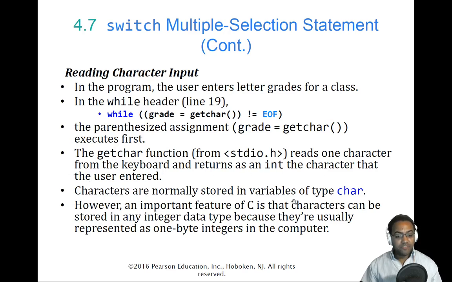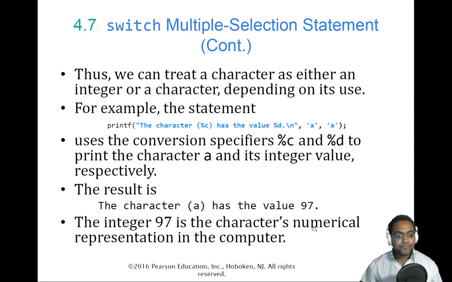Characters are normally stored in variables of type char, not string, char. However, an important feature of C is that characters can be stored in any integer data type because they're usually represented as 1-byte integers in the computer, meaning you can store anything in int, kind of. Thus, we can treat a character as either an integer or a character depending on its use. For example, the statement printing the character, and this is a char, has the value, and this is an integer, uses the conversion specifiers %c and %d to print the character a and its integer value respectively. Therefore, the character a has the value of 97.